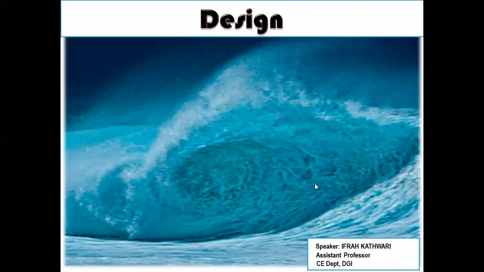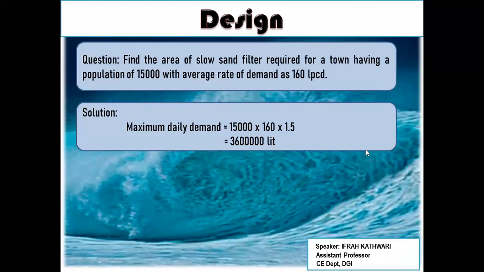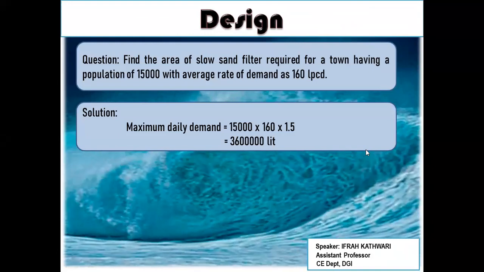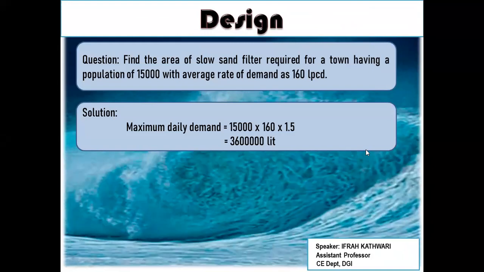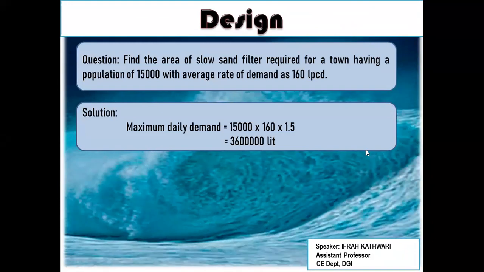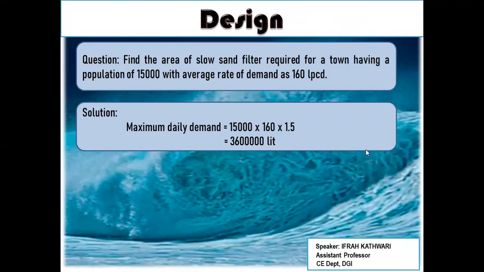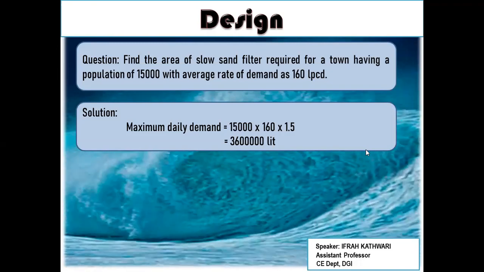Okay, so let's solve a numerical. Here's a question. We have to find out the area of slow sand filter that is required for a town wherein the population is 1500, with an average rate of demand taken as 160 liter per capita per day. Firstly, as we did in the previous numericals also, we have to find out the maximum daily demand, which will be the population of the area times the average rate of demand. So it will come out to be this.